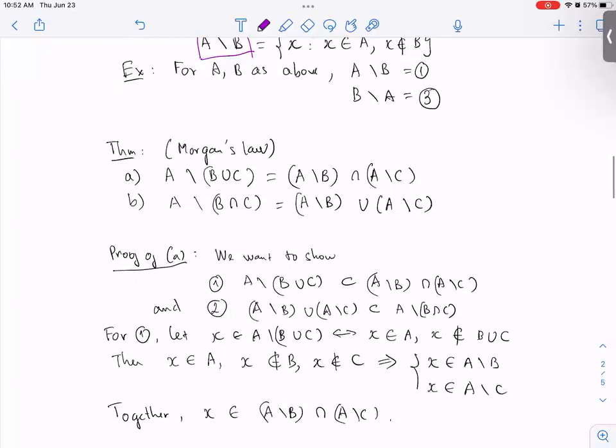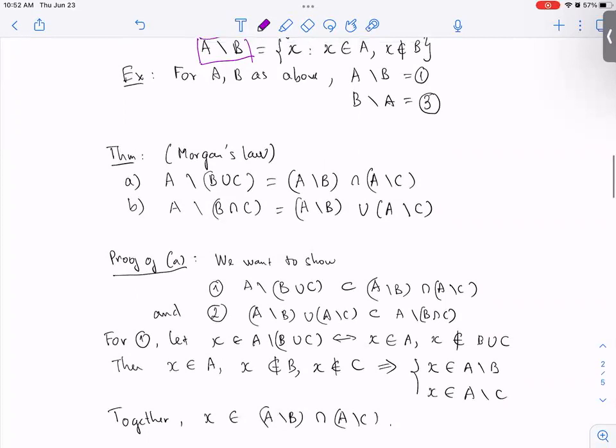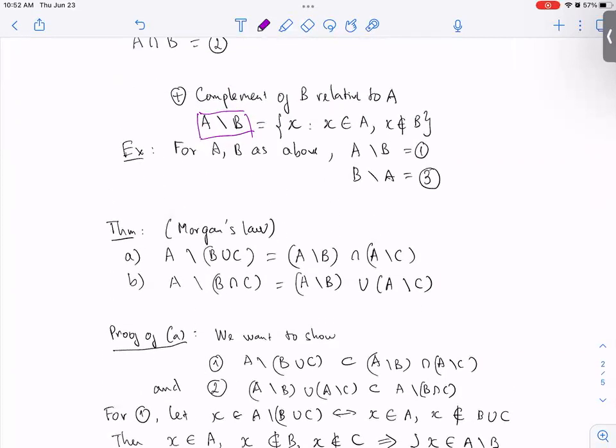And the following is a theorem which basically tells you how these operations are related to each other. For example, if you take the complement and then you take the union, then you have what is called the De Morgan law. So you take the union of B and C, and you look at the complement of this union related to A, then this is exactly equal to the intersection of B related to A and C related to A.